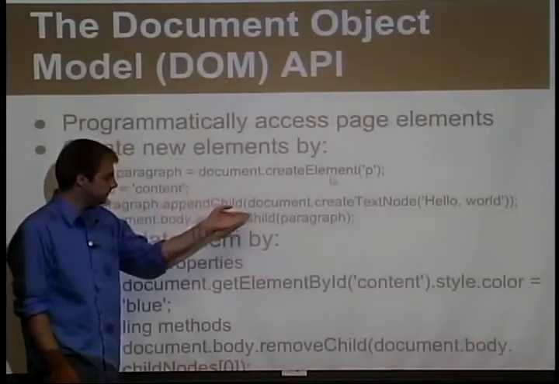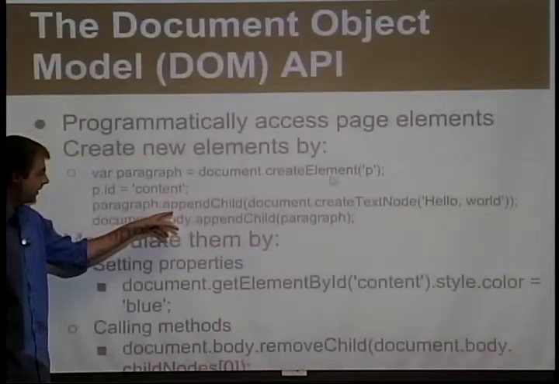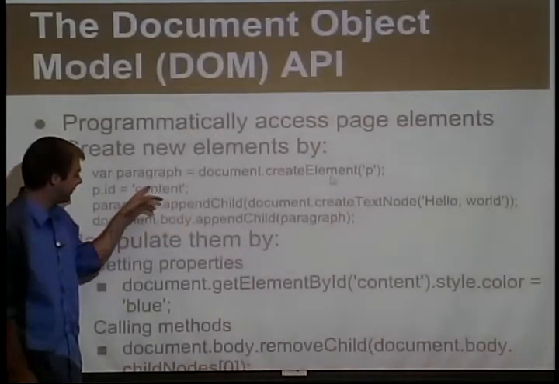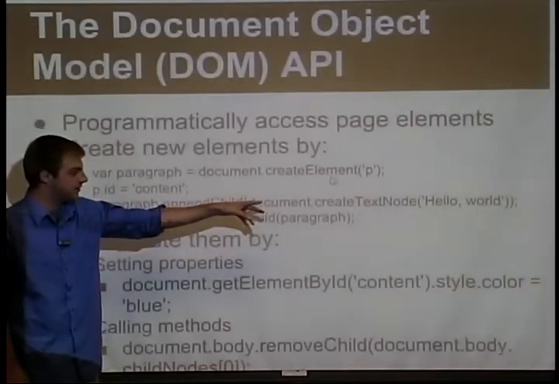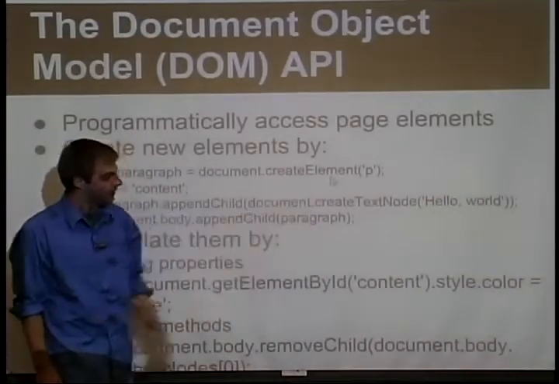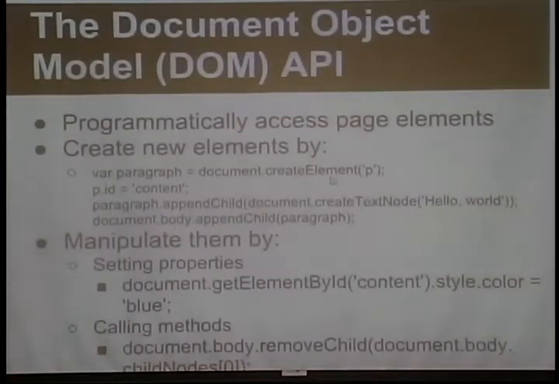So what I'm going to do is append to the paragraph that I just created. I'm going to append a new text node, and that parameter is just the content of that text node. So I'm basically putting some text within the opening and closing tag, if you want to visualize it in actual XML syntax. So I'm just adding some text to this paragraph, and then I'm appending that paragraph to the body. And appendChild is just going to put it at the end of it.